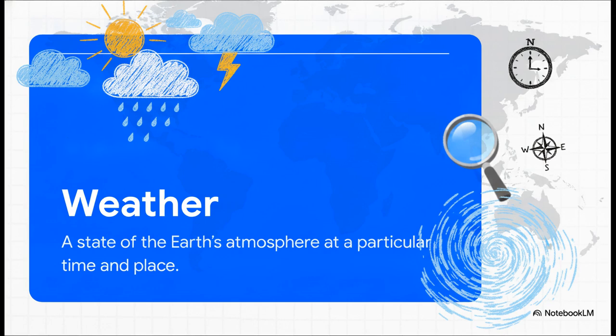So the crucial point here is the formal definition. Weather is simply defined as the state of our Earth's atmosphere at a particular time and place. And actually, those last two words are key: time and place. It's highly specific to exactly where you're standing and exactly when you're standing there. But to really grasp this, we have to figure out what that atmosphere actually is in the first place.